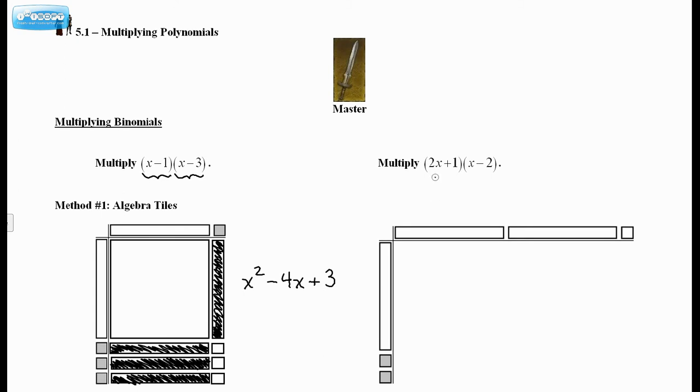Doing another one, 2x plus 1 multiplying x minus 2. I'm just going to write 2x plus 1 horizontally this way. So I have two positive x's and a positive 1. And then going down, I have a positive x and then minus 2, two little squares that are shaded. Think of this as the length and the width, or the height, of a rectangle. So multiplying them together is just going to give me the area inside. I'm just going to fill in all the pieces.